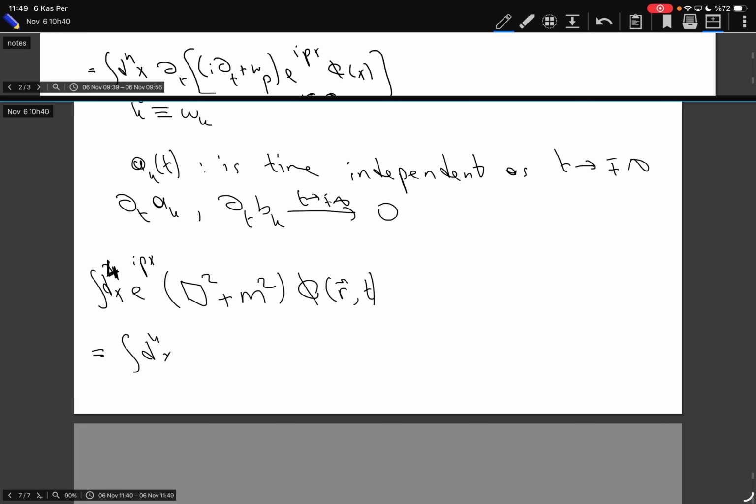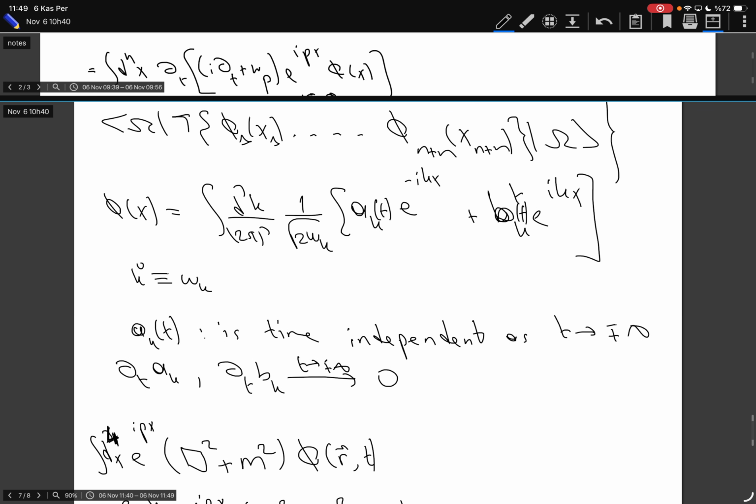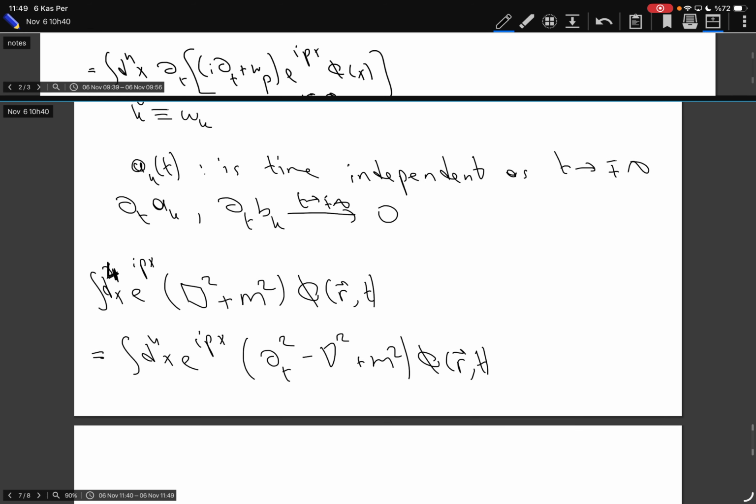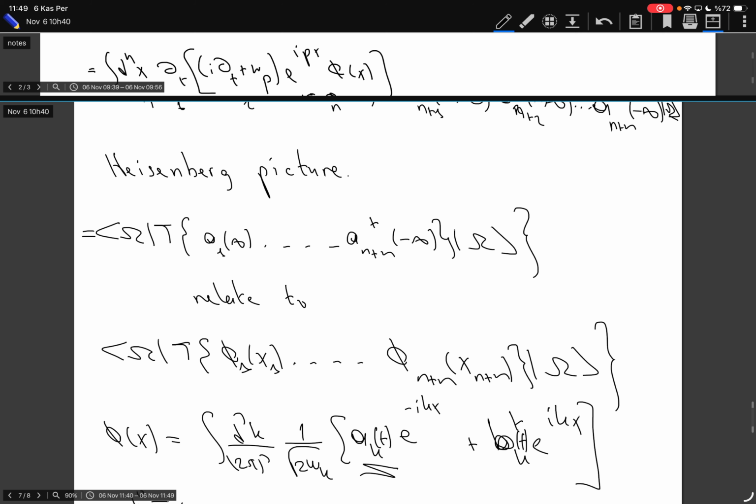Which will be d^4x e^{ipx}. Let me write that operator explicitly. And my field, you see, is not going to 0 at t equals plus or minus infinity. They will be my annihilation and creation operators. That's what I'm looking for. In fact, I would like to somehow relate this integral to my annihilation and creation operators at infinities. That will be my purpose.